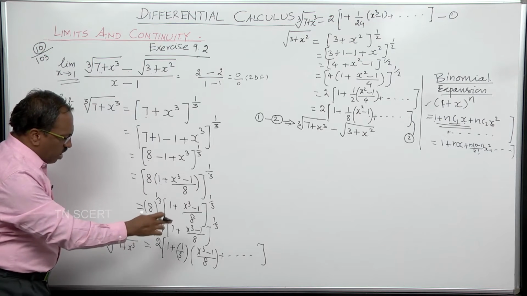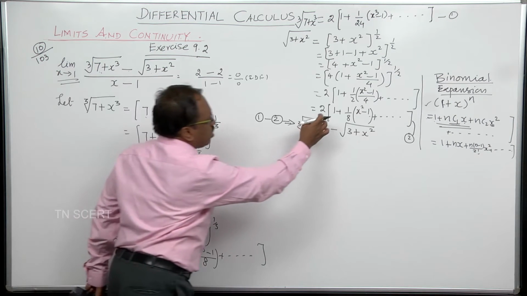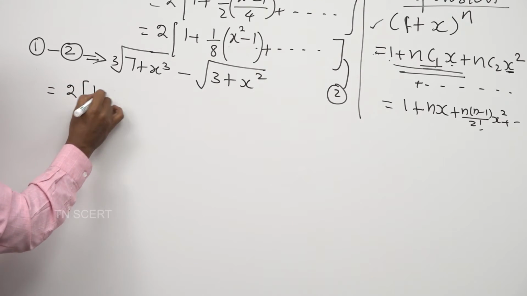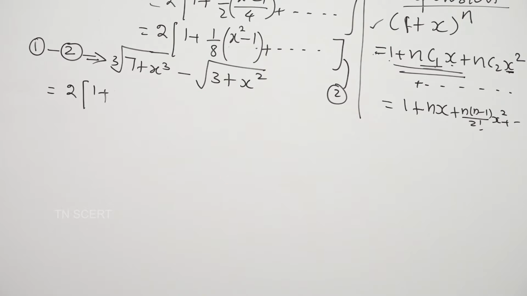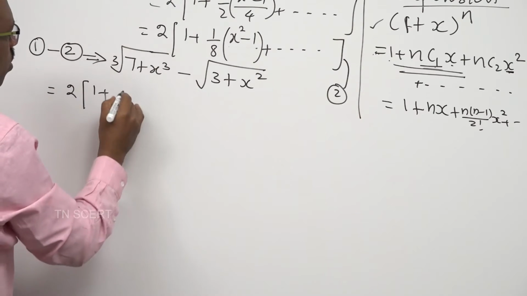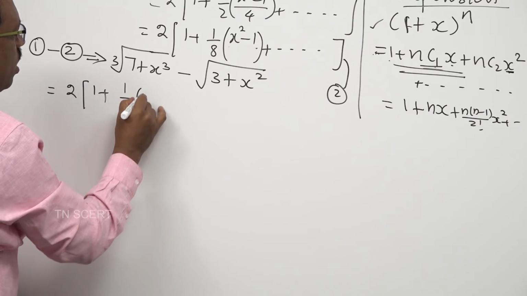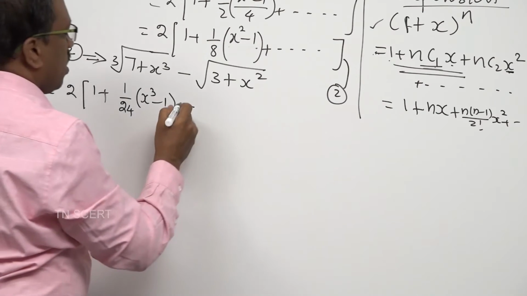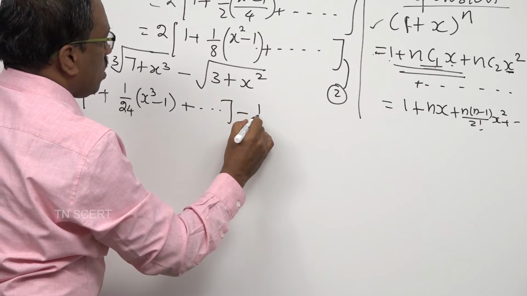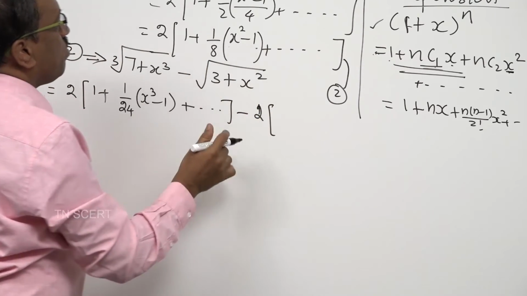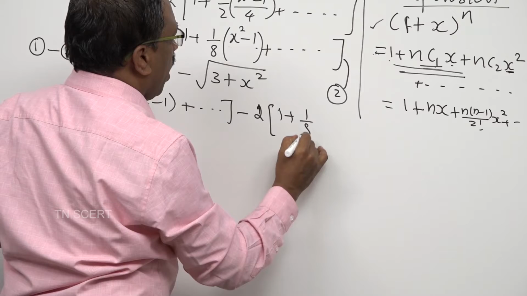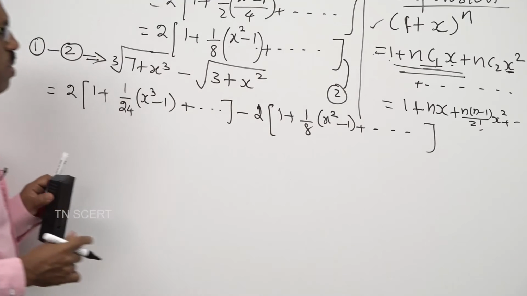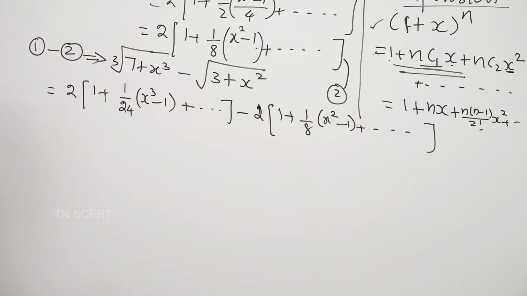Dear students, just take the value now. Here 2, here also 2. So, 2 bracket 1 plus 1 by 3, 1 by 24 bracket x cube minus 1 dot dot dot minus 2 for this term, 1 plus 1 by 8 x square minus 1 dot dot dot, like this. Like this I found out the value.